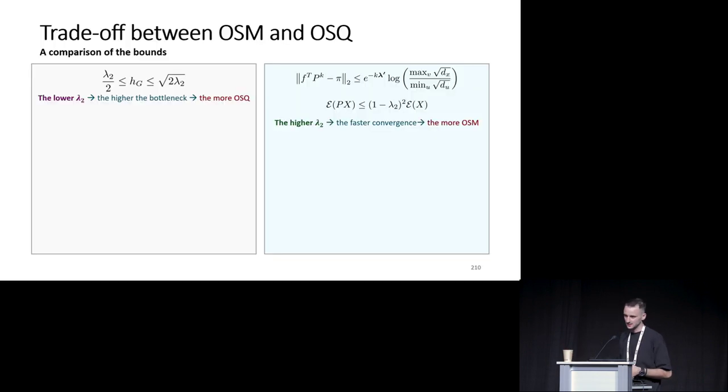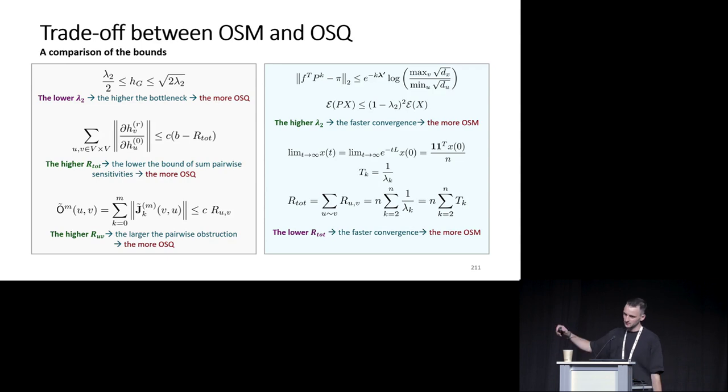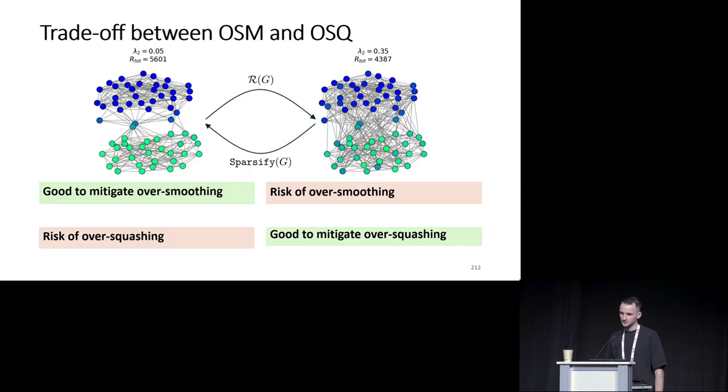Because basically the more connectivity in the graph, the more over-smoothing there is, but the less over-squashing, and the other way around. And you can look at that, the lower the spectral gap, the more over-squashing, and the other way around for over-smoothing. Same with effective resistances. If the effective resistances are smaller, the more over-smoothing, but the less over-squashing. So yeah, it's a kind of trade-off, and if we rewire a graph, we have one problem. If we sparsify it, we have the other.